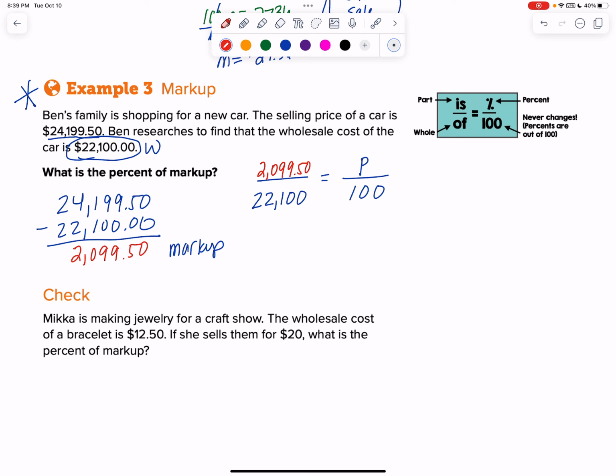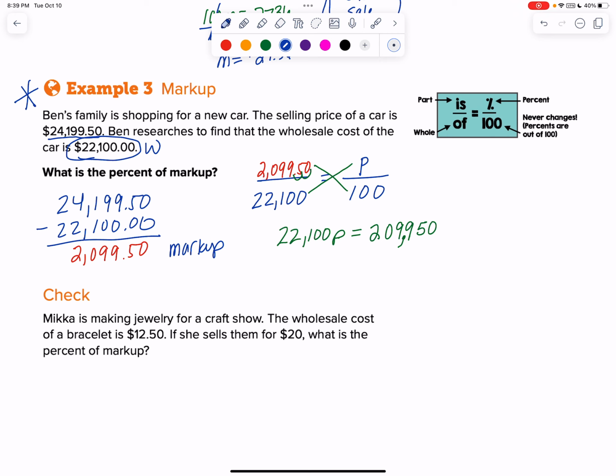Okay, now we can go ahead and go through the process. Okay, so let's go ahead and use your means extremes. So we do the variable first. So I have 22,100p, okay, equals, and now we're doing times 100, right? Okay, so we know a trick for that. That's swoop, swoop. So I'm just going to write the numbers out, 209950, okay? And that's where my decimal is. Then I'm going to go every 3, 1, 2, 3, and put my comma, 1, 2, 3. So I have 209,950. It's a big number because we're dealing with a car price.